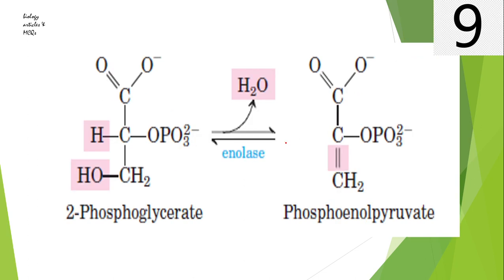In the ninth step, this 2-phosphoglycerate molecule is converted into phosphoenol pyruvate. How is phosphoenol pyruvate formed? One hydrogen atom from carbon number 2 and one OH from carbon number 3 combine to form water, and that water is released from the step, and there is a formation of a double bond in the phosphoenol pyruvate by the use of the enzyme enolase. So in this step water is released from the process of glycolysis.